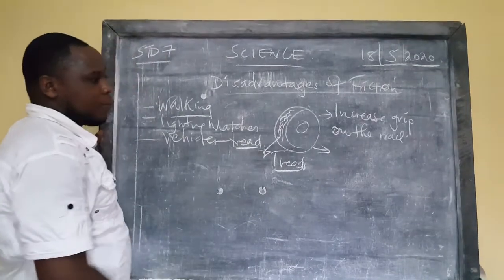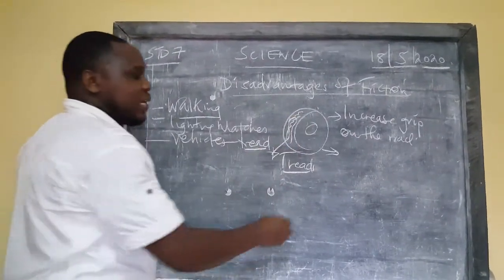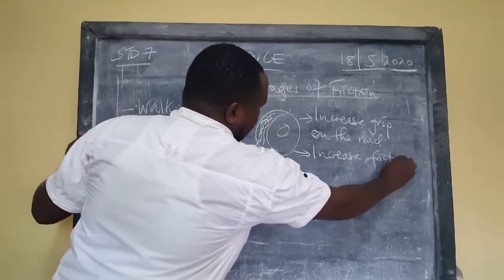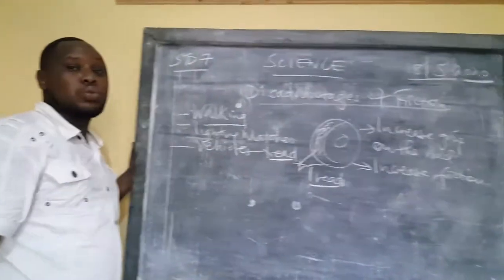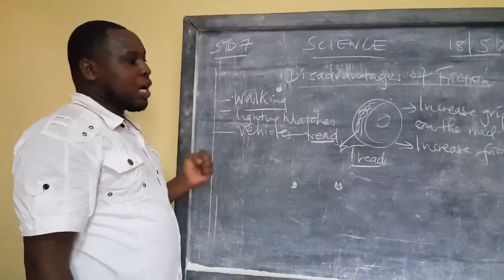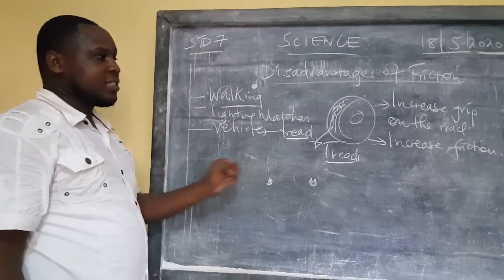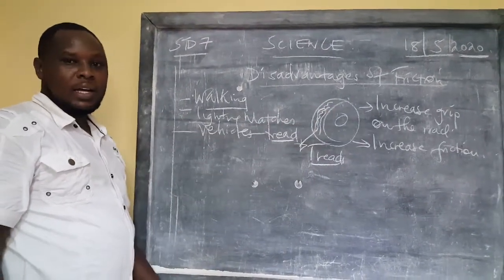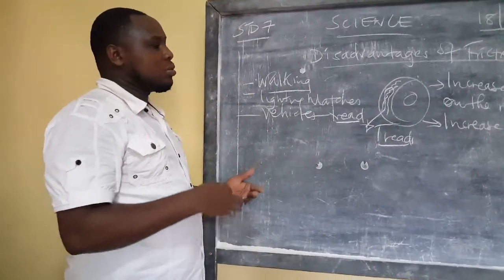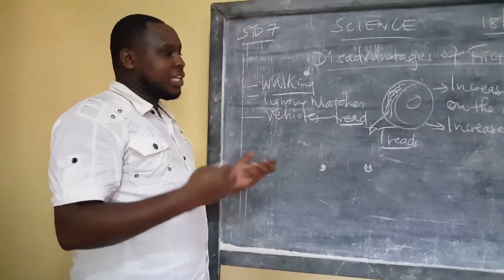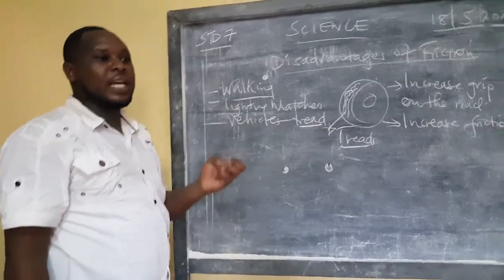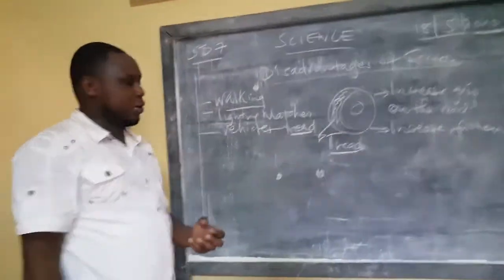And also we said that the function of these treads is to increase friction. Remember, it's not to reduce friction, it is to increase friction, to increase the force that opposes motion. When you talk about decreasing friction, it means these treads are not there, and so we say the tire is worn out. Such that when you engage brakes, it will take long for the vehicle to stop, because the tires cannot grip the road well.